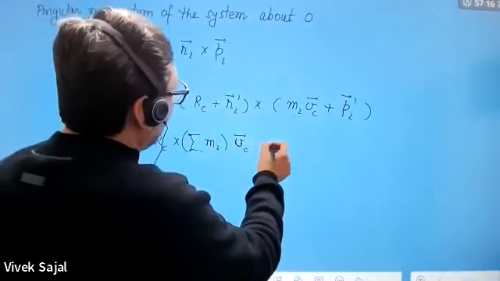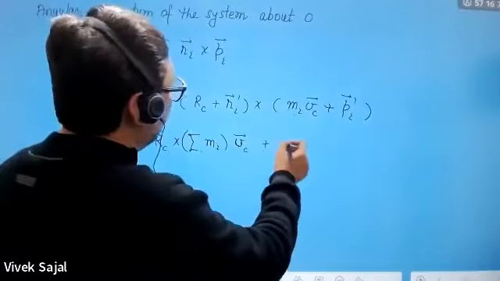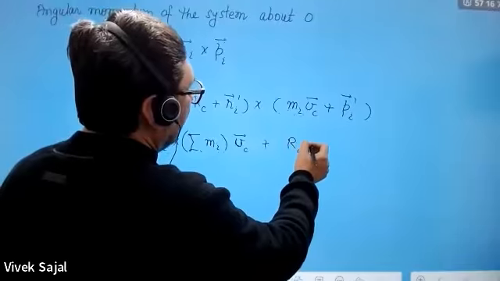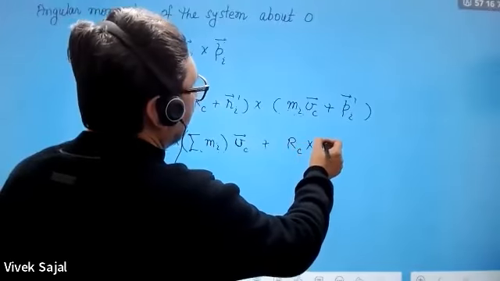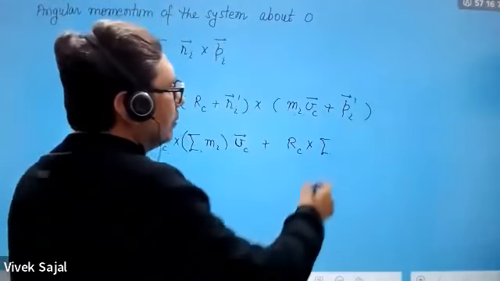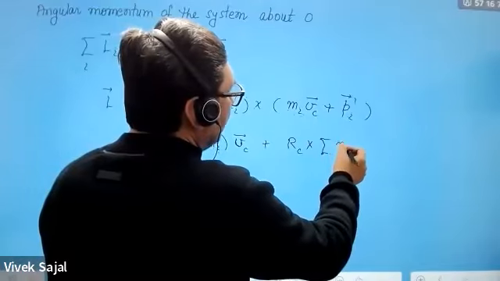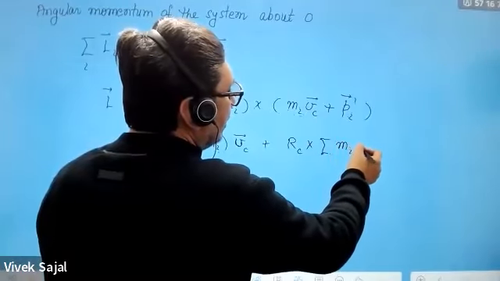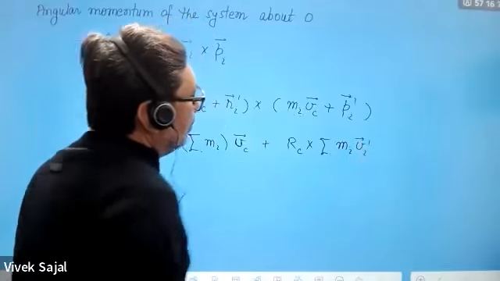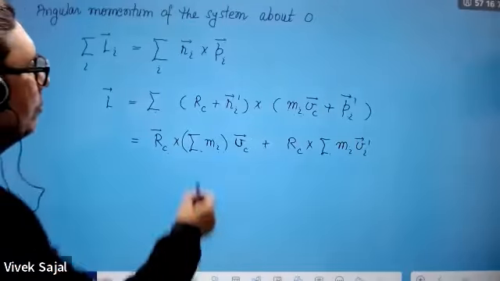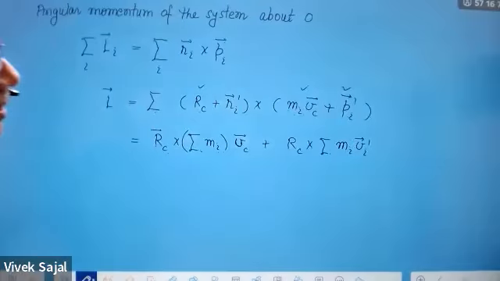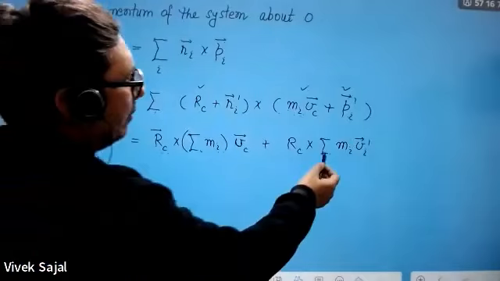Next, plus Rc again, cross sigma over Pi prime. So Pi prime will be Mi Vi prime. So I have used this with this first, and this is the second term.